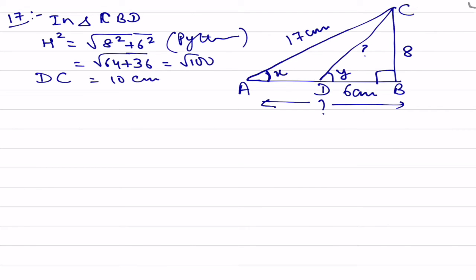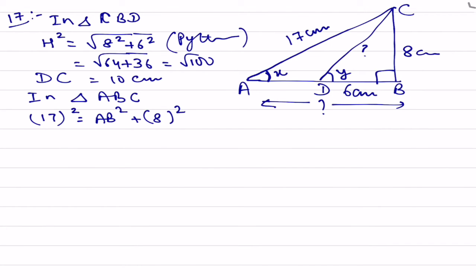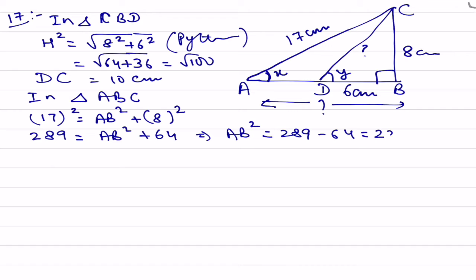Got it? Now in second triangle ABC, hypotenuse is given, base AB is missing, and perpendicular is the same, that is 8 square. So 17 square is 289. So AB square is equal to 289 minus 64, that is 225. The square root of 225 is 15. So that means this complete AB is 15 centimeter.